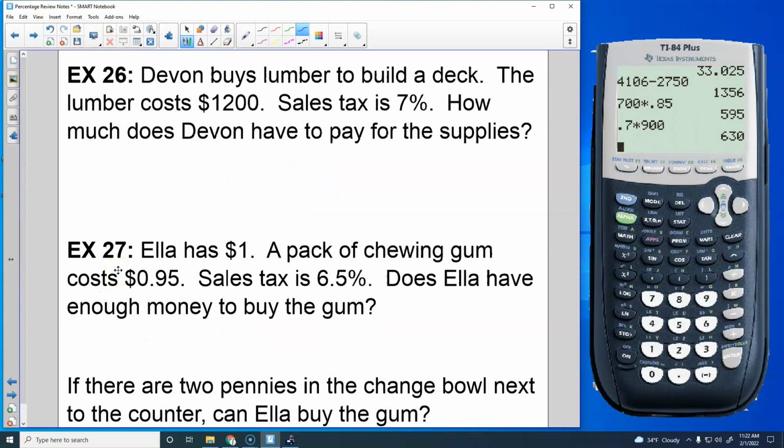Okay, let's talk about sales tax. Now, sales tax is added to what you have to pay, right? It's not a discount. It adds to what you have to pay.